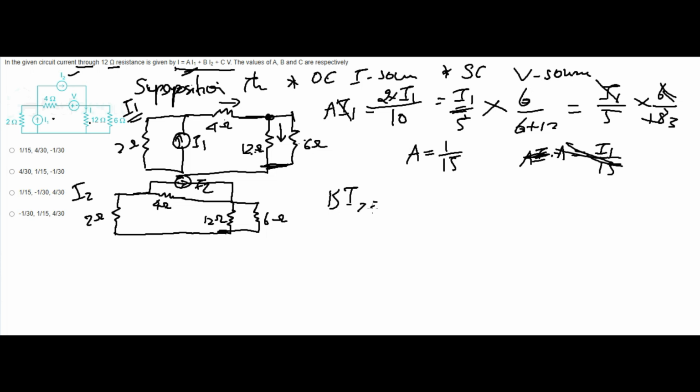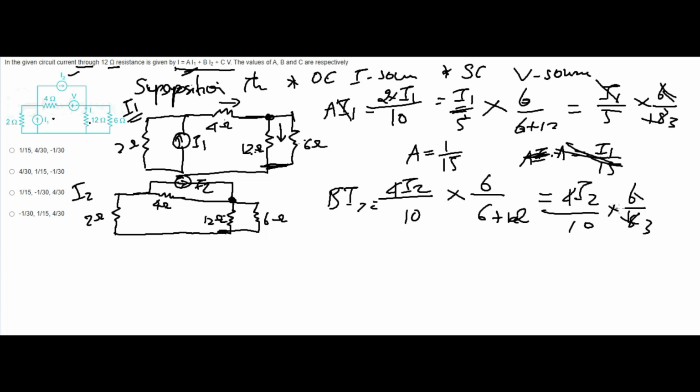So B·I2 you have to consider. B·I2 means what? First of all you take this 4, the opposite of this I2 is 4. Here the opposite of I1 was 2, that's why you took 2. So now the opposite of I2 is 4, so you take 4 into I2 divided by, in this junction, it's 4 plus 6 only, so you simply consider 10. Then into, for this one as usual 6 is the opposite, then you add these two, 6 plus 12. So 6 plus 12 means you get 4I2 divided by 10 into 6 by 18. So it is 3, and you get 4 divided by 30 into I2.